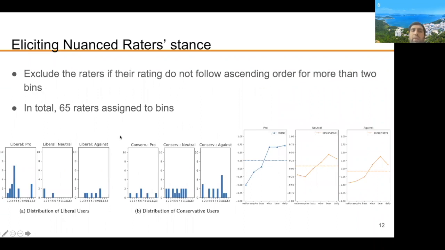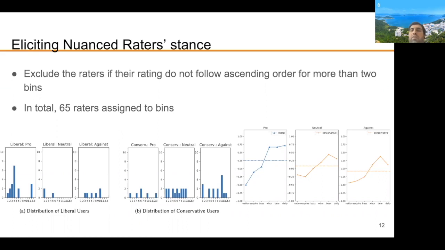To be very consistent with the rating, we only allow at most 2 inconsistent ratings from one side to the other side. In total, we get 65 raters assigned to the bins, while the other raters do not have all the consistent ratings in their answers. The figures below show that for liberal and conservative users, we can spread those across 13 bins accordingly, the method that is defined in the paper. We can see that there is differentiation between the raters, although their categorical stance remains the same.